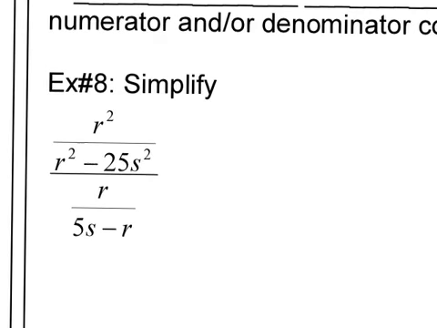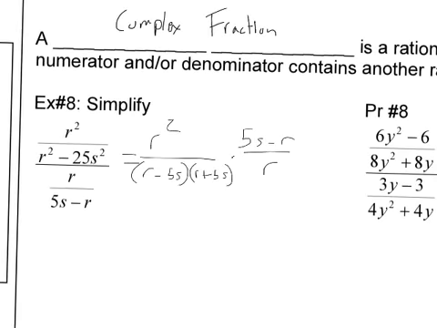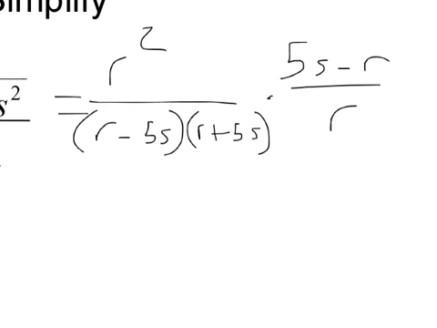Let's take this top, we'll write it over again. So we get an r squared over, now we can factor this. This is a difference of squares. R minus 5s, r plus 5s, times, let's take this thing, and we got to flip it. So we're going to put a 5s minus r over just an r. Let's not worry about restrictions for these two. Let's just forget about them, because sometimes you have problems telling you that it doesn't really matter.